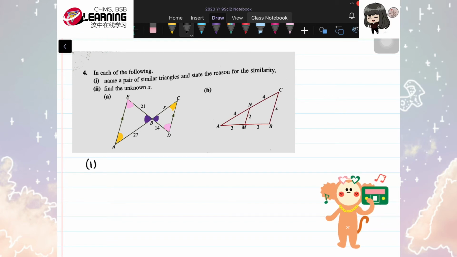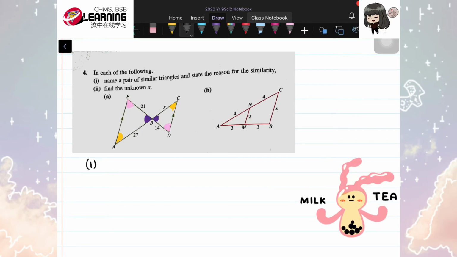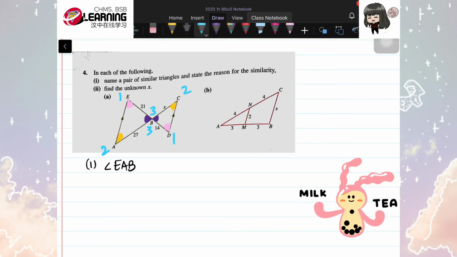So let's state the reason first. We state the reason first before we state which triangle is similar. So angle of, the yellow color one first, EAB. I start from EAB, 1 2 3. Since my numbering one is pink angle, so this one also the same. I will use the pink angle here, 1, and then the second one will be yellow angle, and the third one is also the same as the purple one. So angle EAB equals angle 1 2 3 DCB. The reason is because of alternate angles.